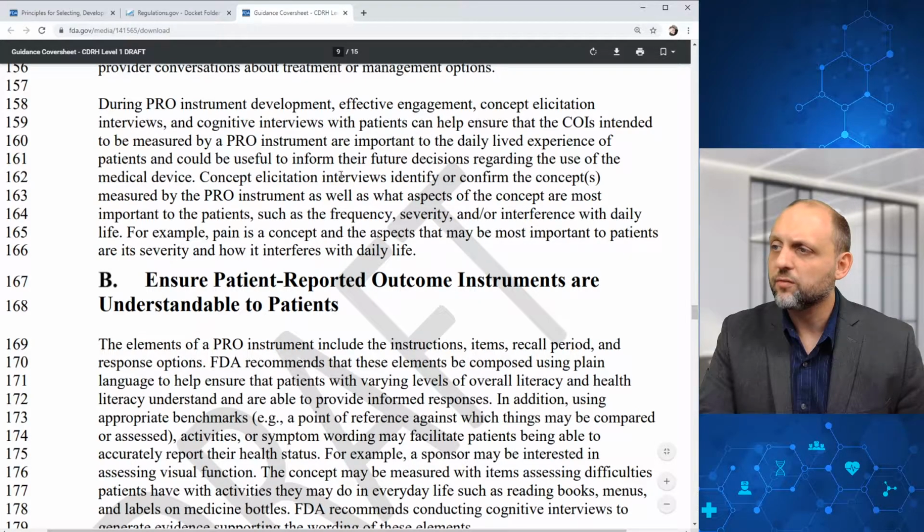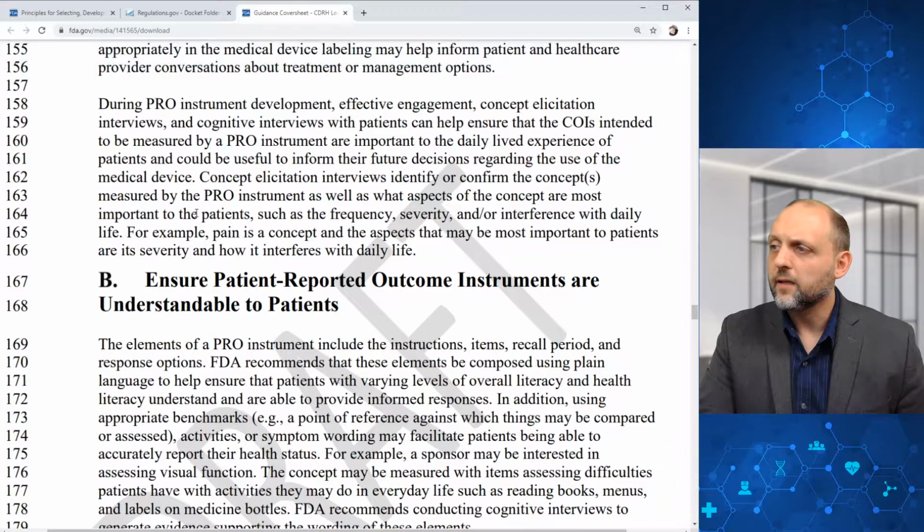Concept elicitation interviews identify or confirm the concepts measured by the PRO instrument, as well as what aspects of the concept are most important to the patients, such as the frequency, severity, and/or interference with daily life. For example, pain is a concept, and the aspects that may be most important to patients are its severity and how it interferes with daily life.